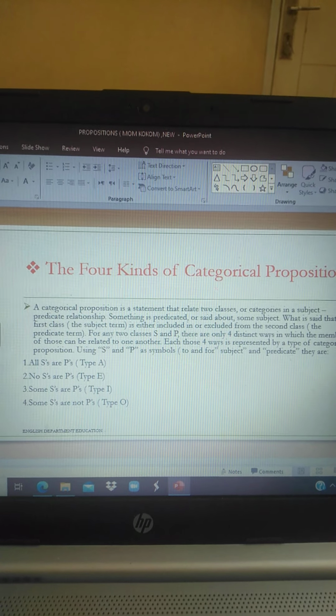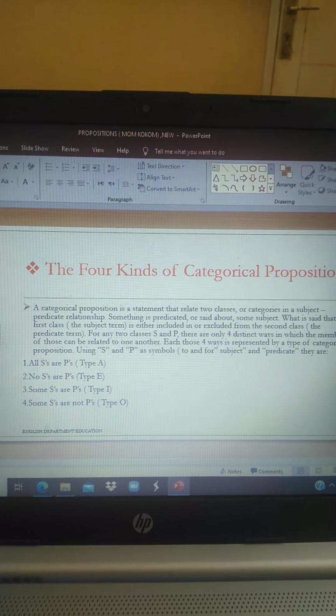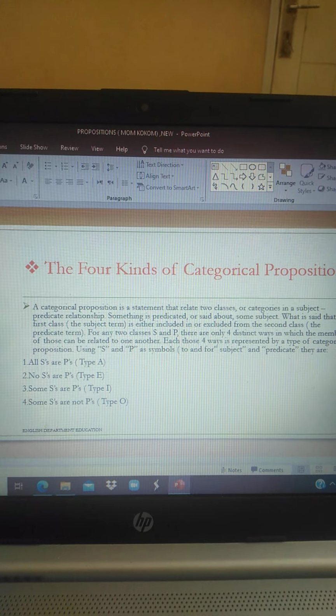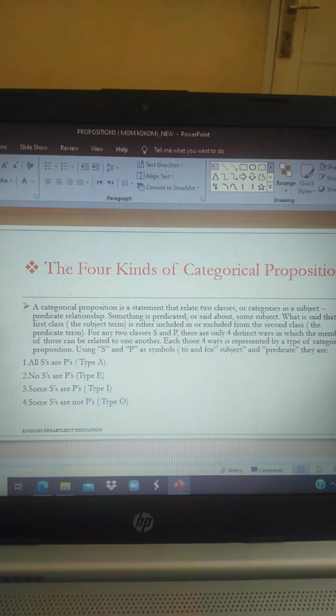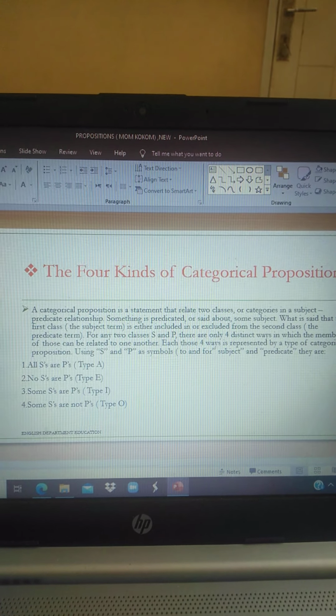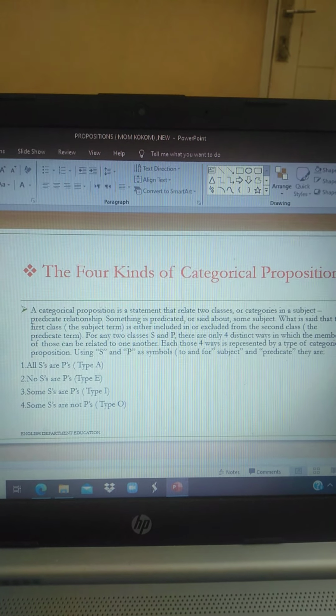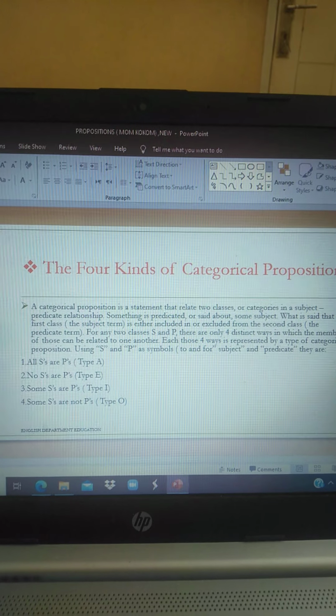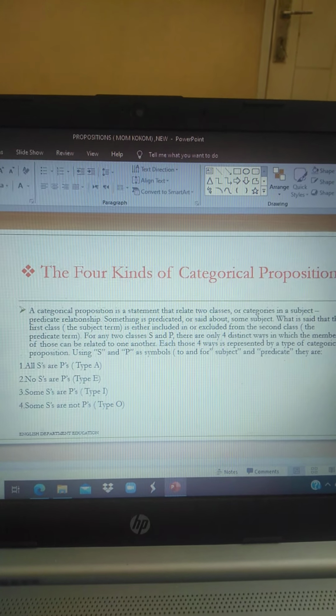The four kinds of categorical propositions. A categorical proposition is a statement that relates to classes. A categorical proposition is in a subject-predicate relationship. Something is predicated, or said, about some subject. What is said is that the first class, the subject term, is either included in or excluded from the second class.